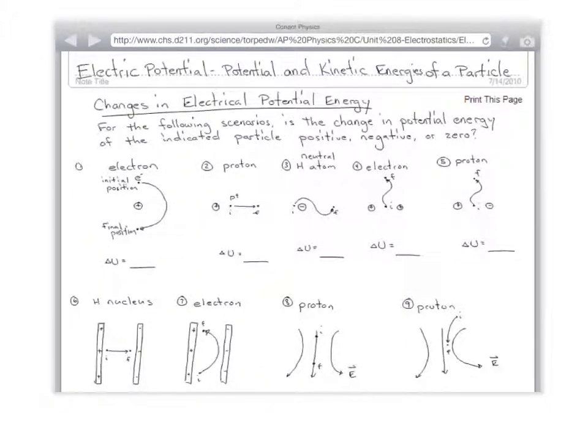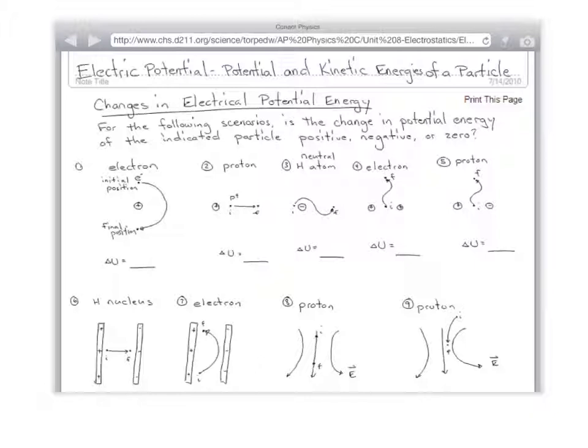So go ahead, load up this page. No cheating. If you want to work in Notability, go ahead and do the answers right on the screen. If you don't have Notability, go ahead and do this on paper. But there are 9 questions here, 9 different situations. In the following scenarios, indicate the change in potential energy of the particle.